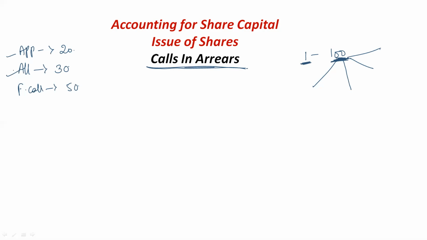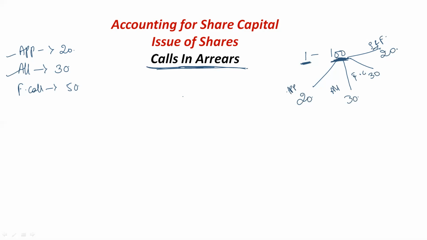Now assume we take the same example. The company asked to pay 20 rupees during application, 30 rupees during allotment, and assume the company is asking again 30 rupees during the first call, and then 20 rupees during the second and final call. So by the second call, all 100 rupees are collected. This is the application process, this is the allotment process, this is the first call process, and this is the second and final call. Now what does calls in arrears mean?